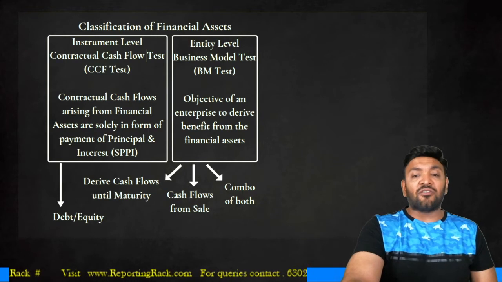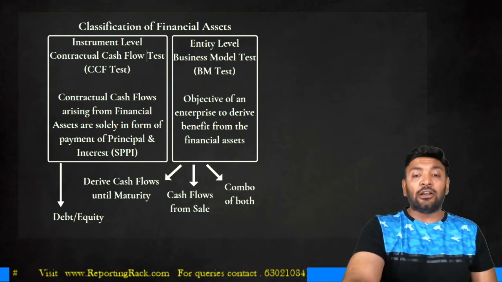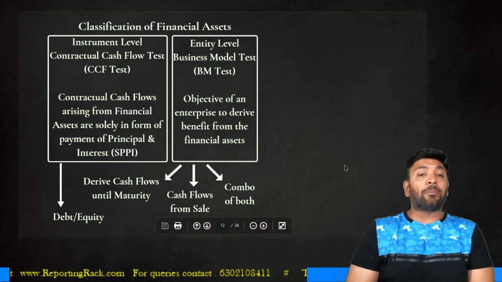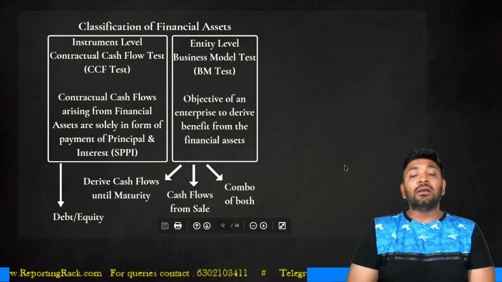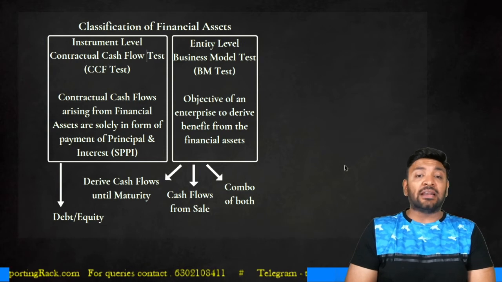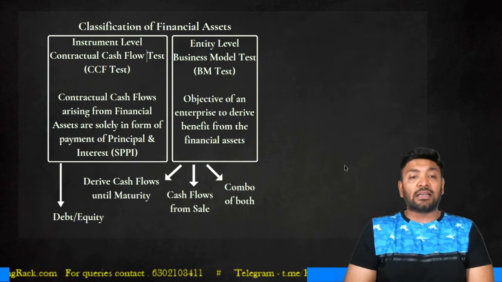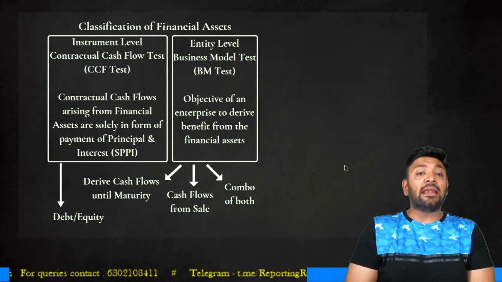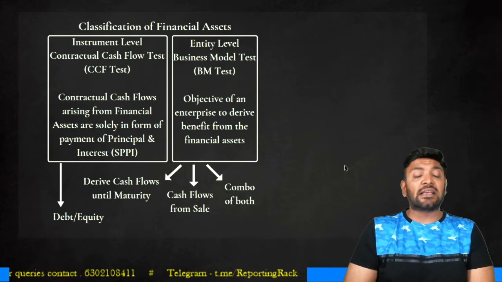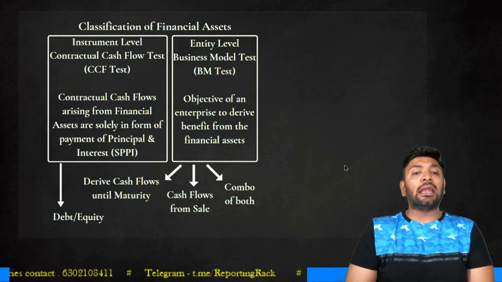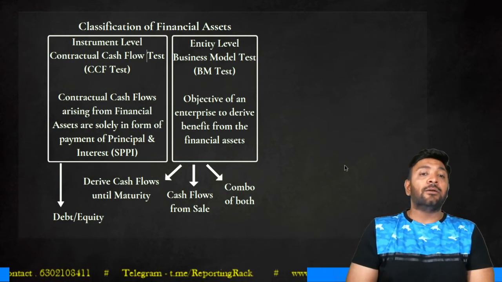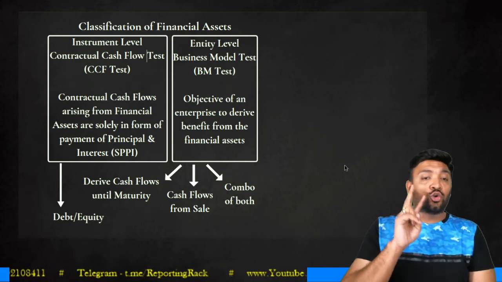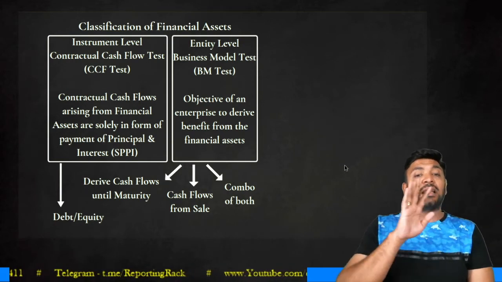Your classification of financial assets is predominantly based on two tests. The first test is called the instrument level test, where we apply contractual cash flow testing. The second one is entity level testing, which is called the business model test. First, when I apply the instrument level test, I will see whether the contractual cash flows arising from a financial asset are solely in the form of principal and interest. Based on the instrument level test, I can divide the classification into two types of instrument, debt instrument and equity instrument.